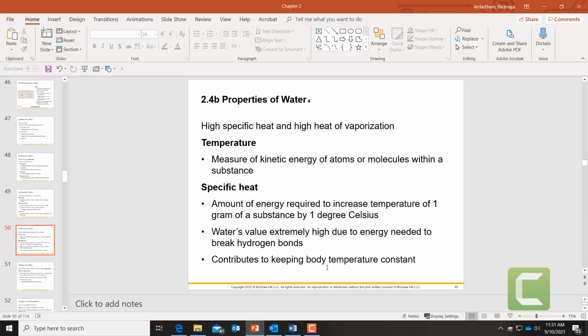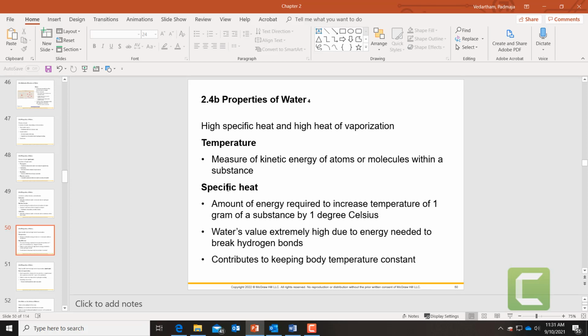And these hydrogen bonds help in determining some properties of water, like high specific heat and high heat of vaporization. What this means is that water can withstand changes in temperature much more than any other liquid. Specific heat is defined as the amount of energy required to increase the temperature of 1 gram of a substance by 1 degree Celsius. And water's value is extremely high.